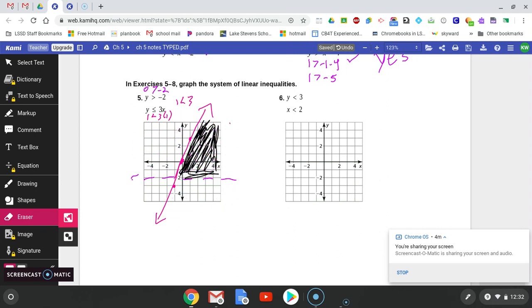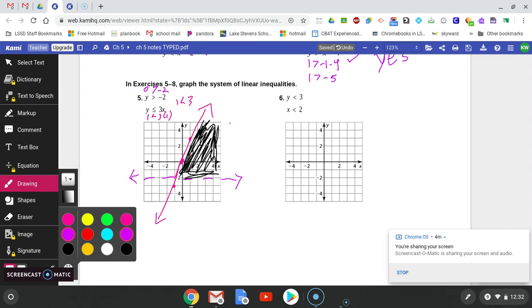And you actually have to erase the shadings in the other regions. So get rid of my other shadings, and that is what my solution set is going to look like. I should have put my arrows on this line. There we go. Okay, so that means any point in that black shaded region is a solution to that system of linear inequalities.